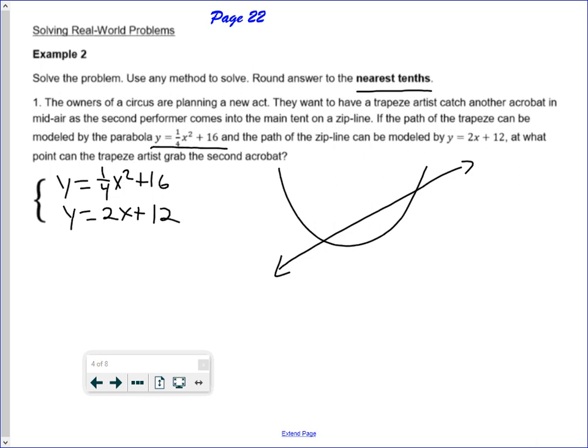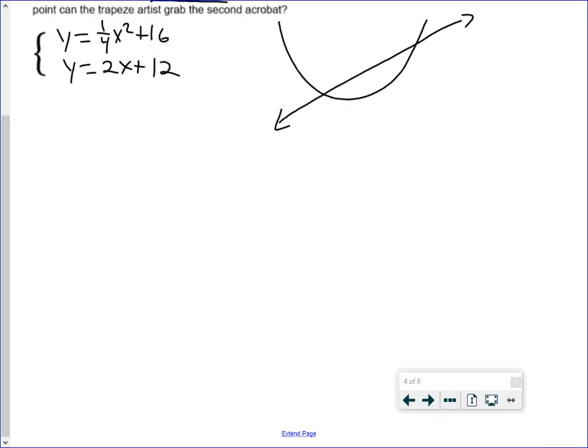So that's what we want to figure out, and we can do it any way we want to. If you wanted to draw a picture, do a graph, you can. If you want to do this by elimination, you can. If you want to do it by substitution, you can. Whatever makes you happy, solve it whichever way you like to, and just get the answer.